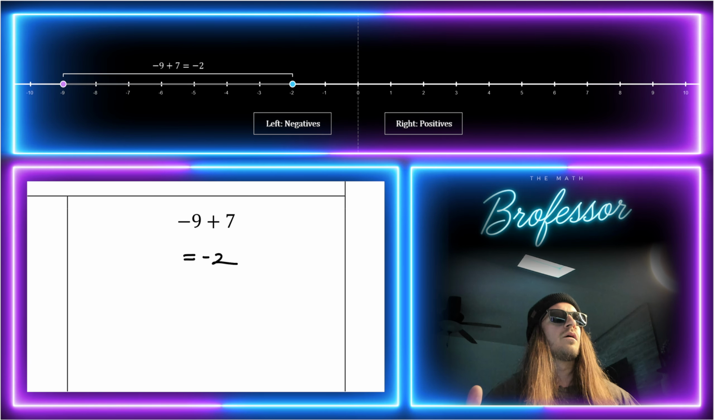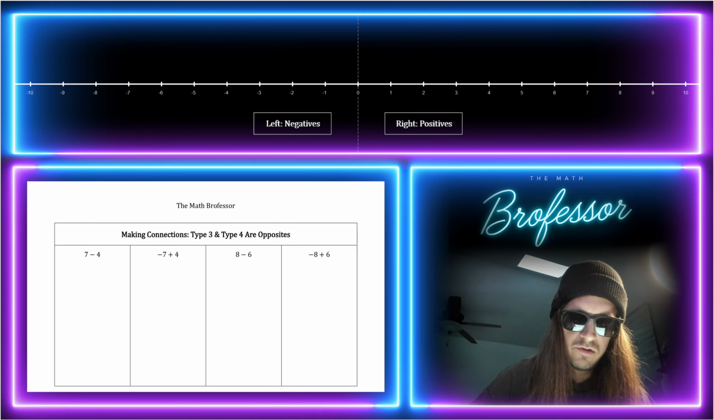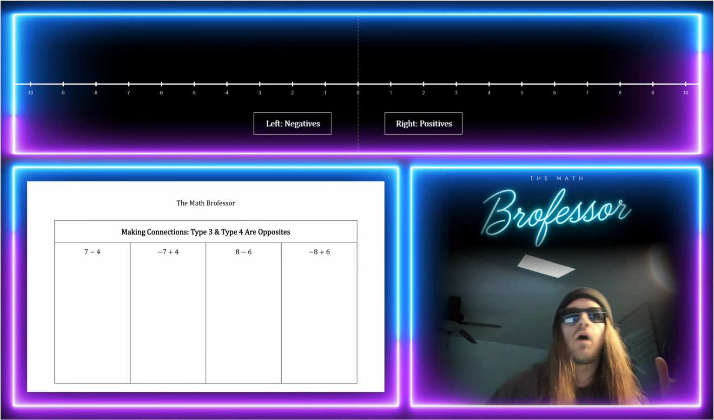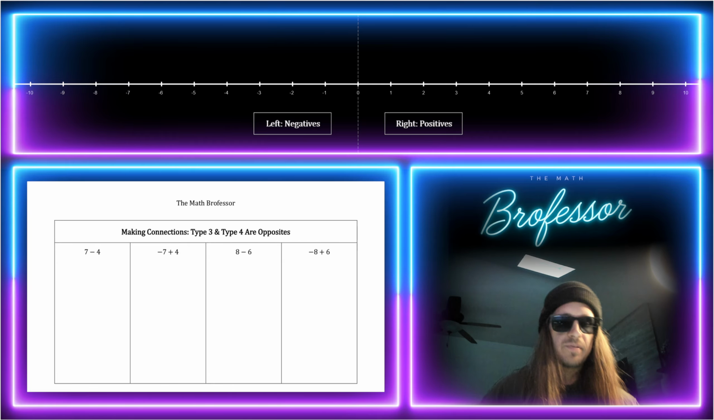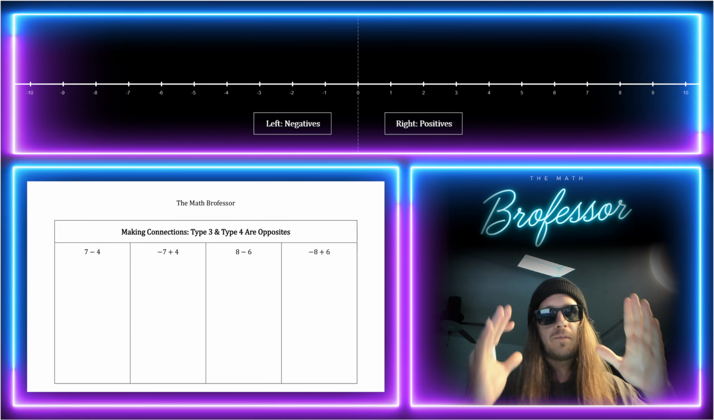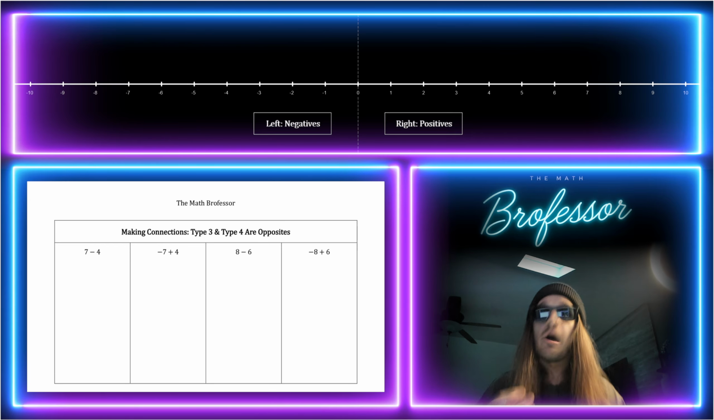Good. So making connections here. There's obviously a particular order I'm going in here. Type 3 and type 4 are opposites, just like type 1 and type 2 are opposites. Type 3 and type 4 are opposites. And again, I'm just trying to make connections that will help you handle these problems without a number line.